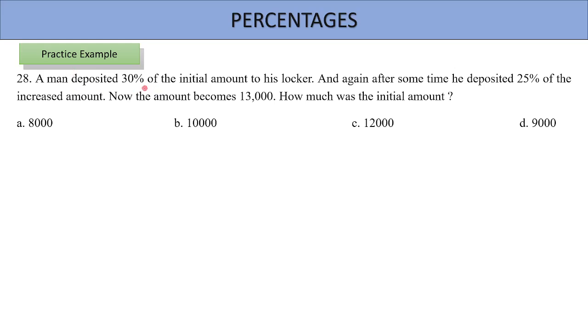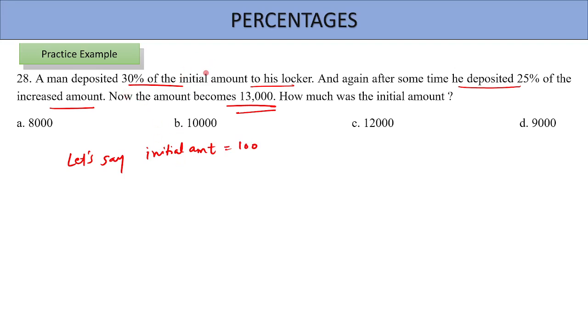28. A man deposited 30% of the initial amount to his locker. And again after some time he deposited 25% of the increased amount. And the new amount now becomes 13,000. What was the initial amount? So let's say the initial amount be 100.